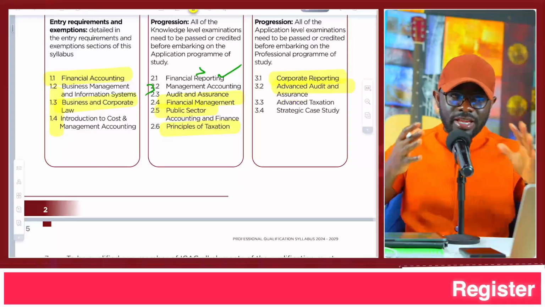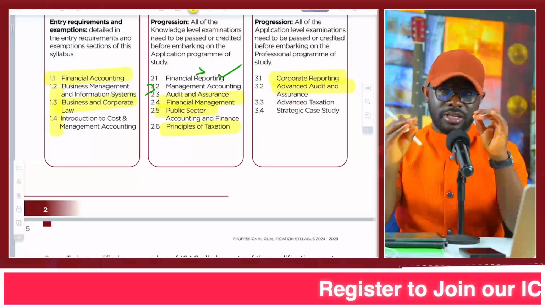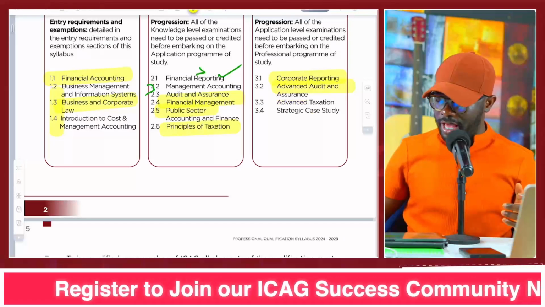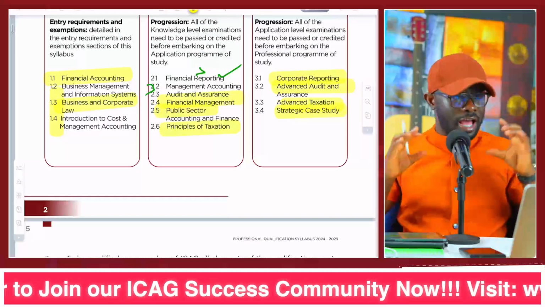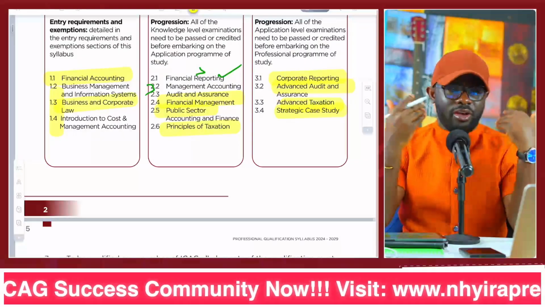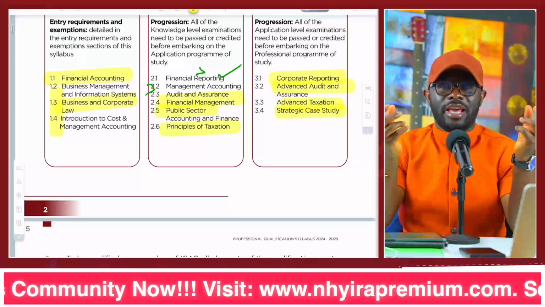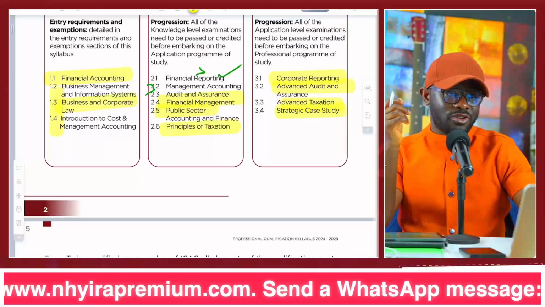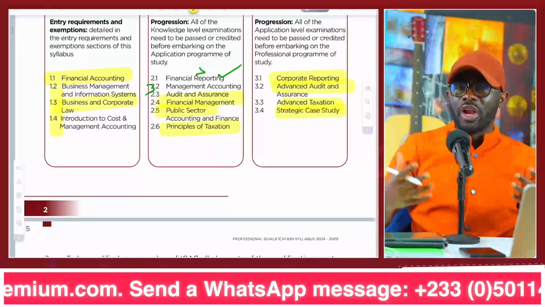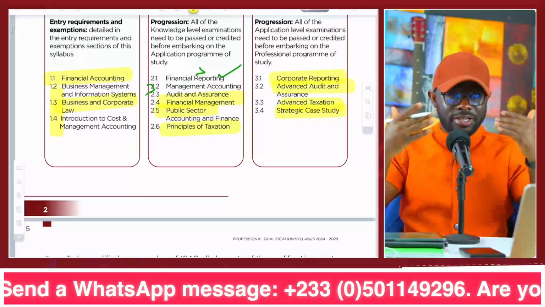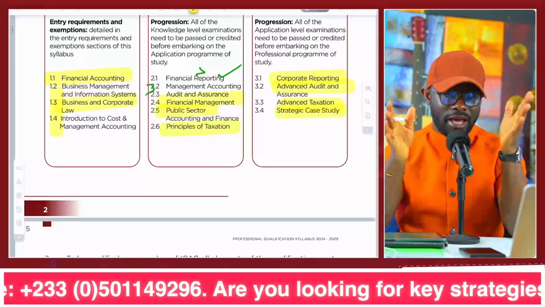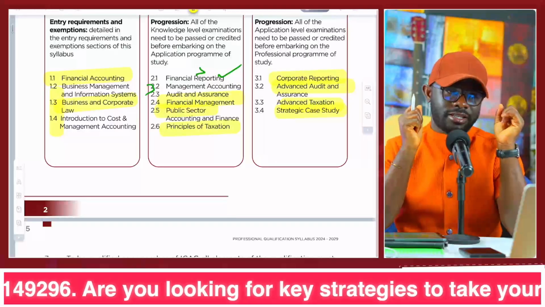So those are the things that you must understand when it comes to the subject combination. Then advanced taxation and strategic case study can be together. They have no relationship. The only relationship I can say a little bit is there is ethics in advanced taxation and there is ethics in strategic case study. That will be the only thing I would say. But in reality, they don't really have anything in common like that. But this is what you must understand.